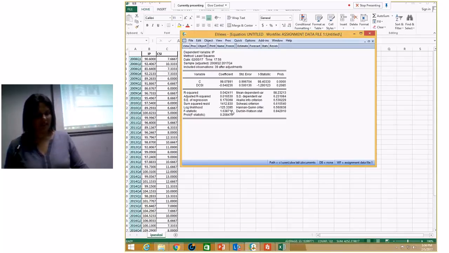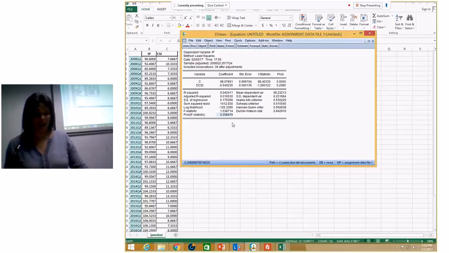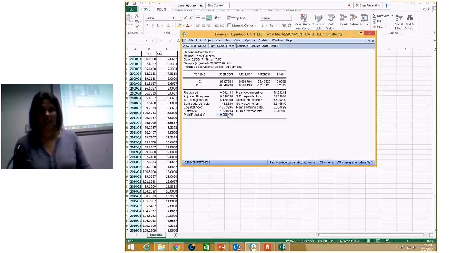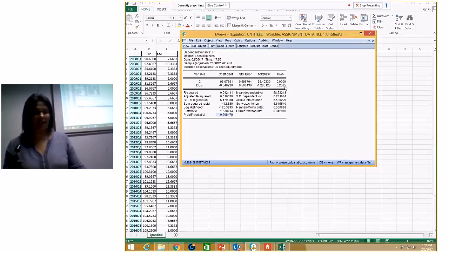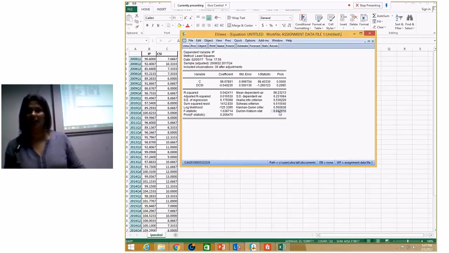Now interpret. Now you can see the R square. R square is 4%. The F statistic shows that it is greater than 5%, that means our overall model is not significant. But the individual variable, DCSI, is a significant variable. The Durbin-Watson stat shows that there is an autocorrelation issue, because the Durbin-Watson statistic is less than 2.